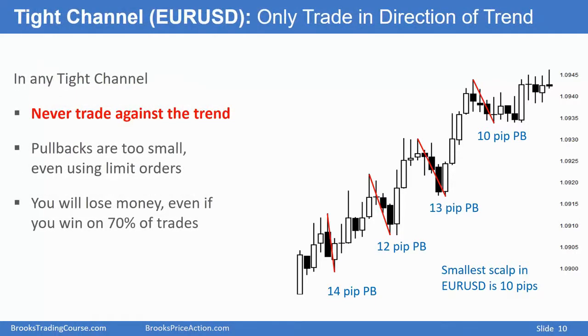In any tight channel, bull or bear, never trade against the trend. The pullbacks are too small, so even if you're trading against the trend using limit orders, you will lose money. And that's true even if you win on 70% of your trades. The losses will be sufficiently bigger than the wins so that you will end up losing money.